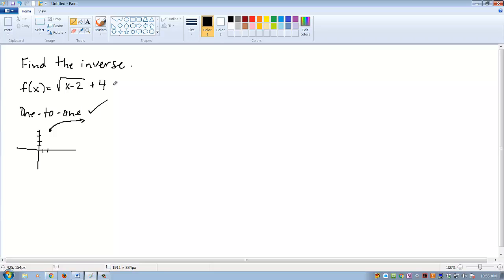So from here, what I'm going to do is follow a particular order of events. First thing I'm going to do is set y equal to f of x. That looks like this. y is the square root of x minus 2, plus 4. Now, with the Khan Academy videos, you may have seen this done a little bit differently, but this is how I do it. So whatever works for you.